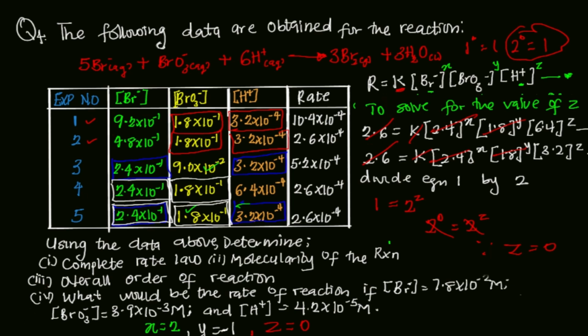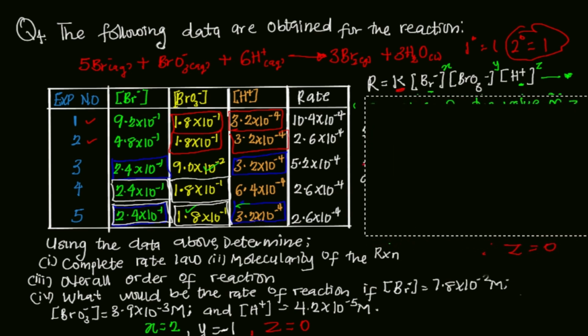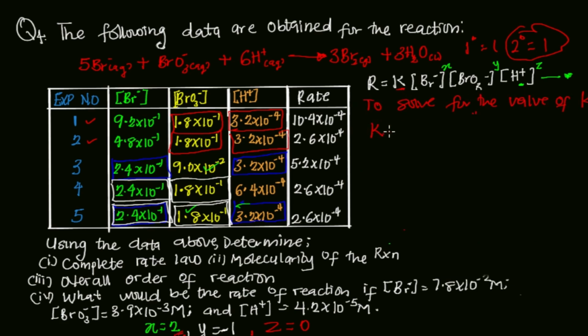Now let's go ahead and solve for the value of K, since we are done with the order of reaction. Our rate constant K is going to be R, which is the rate, which is 2.6 multiplied by 10 raised to the power minus 4, all divided by 4.8 multiplied by 10 raised to the power minus 1, raised to the power of minus 1, then multiplied again by 1.8 times 10 raised to the power minus 1. And this is 3.2 times 10 to the power minus 4, all raised to the power 0, and that's going to be equal to 1 actually.